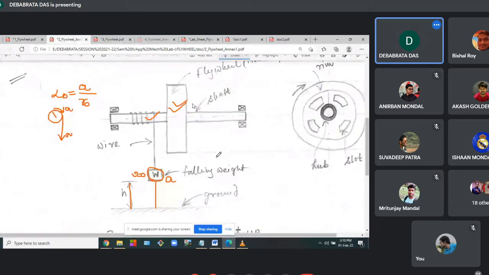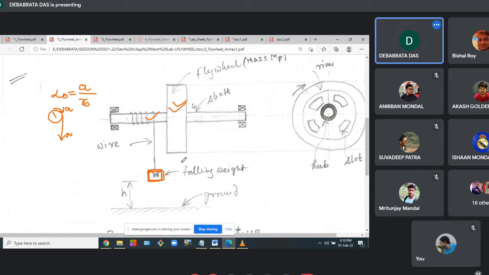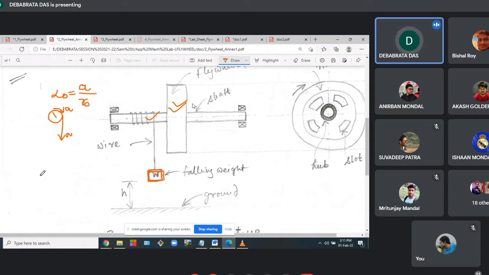Now, look at this. This weight is starting from 0 and it is moving with some constant acceleration. So when will this weight have maximum velocity? When it will touch the ground, that is at t equal to t1. So how to find out? V equal to u plus at.